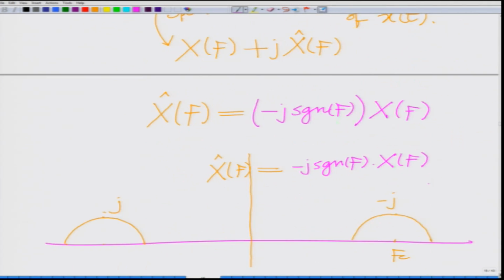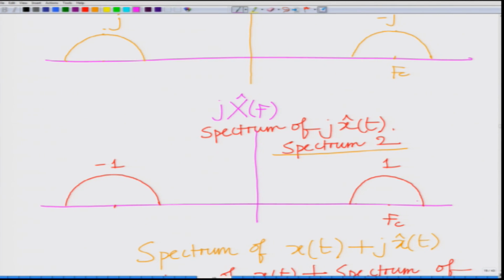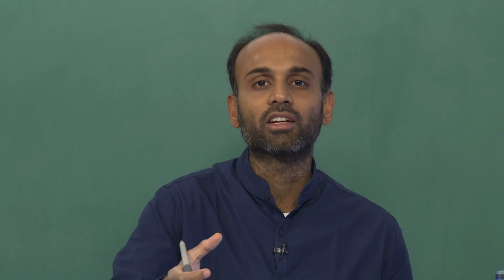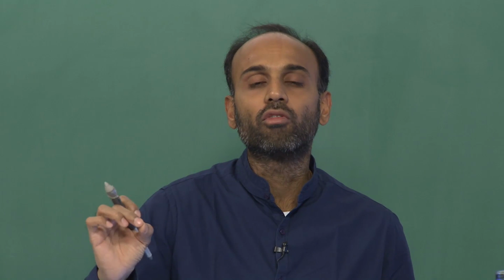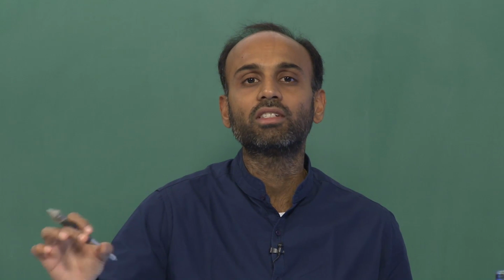Now, if you look at the spectrum of j x hat of t, you can see that the positive band, the band at f c, is scaled by 1, and the band at minus f c, the negative frequency band, is scaled by minus 1. So when you add these two, the bands corresponding to positive frequencies will add, giving a net scaling factor of 2, and the bands corresponding to negative frequencies will cancel each other, that is 1 plus minus 1 is 0. So you will have a net scaling factor of 2 for the positive frequency band and 0 for the negative frequency band.